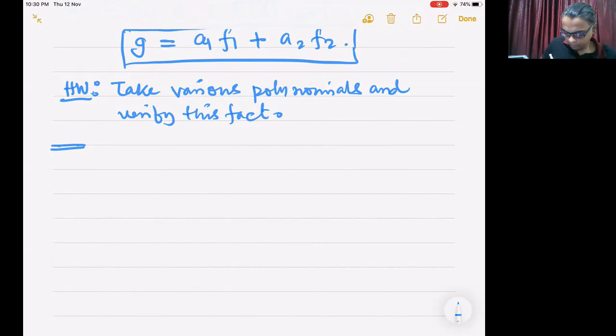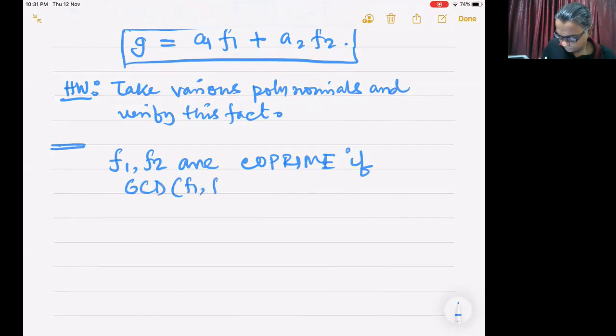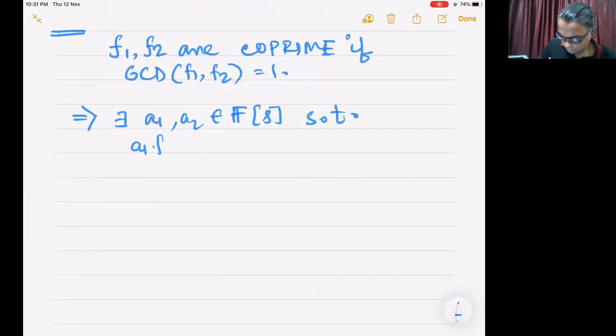So two polynomials F1, F2 are called relatively prime or co-prime if their GCD is 1. In that case, there exist polynomials A1, A2, such that A1 F1 plus A2 F2 is equal to 1.